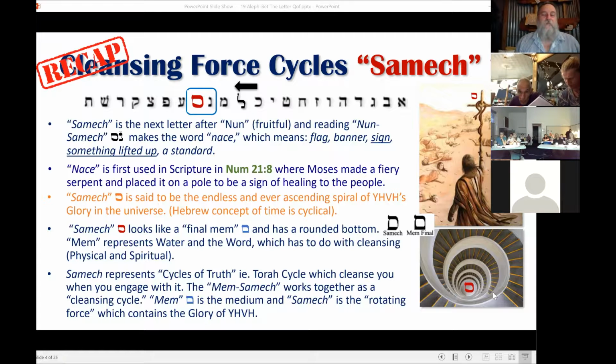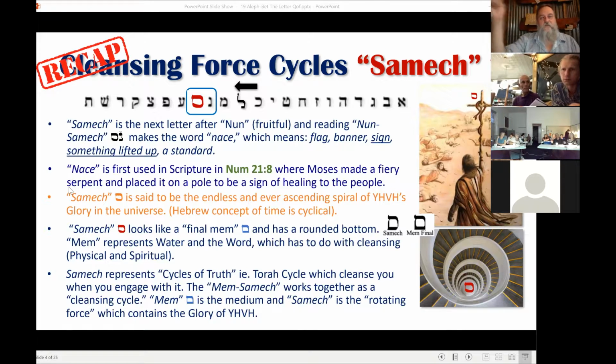Now, nes is the word that is made up of two consecutive letters in the alphabet, the Nun and the Samech. The Nun and the Samech making this word nes means flag, banner, or sign, or something lifted up. And Moshe lifted up the stick with a serpent that was spiraled around this stick. And till today, it is the sign for the medical institution. So that sign is still evident, and it is the sign of healing.